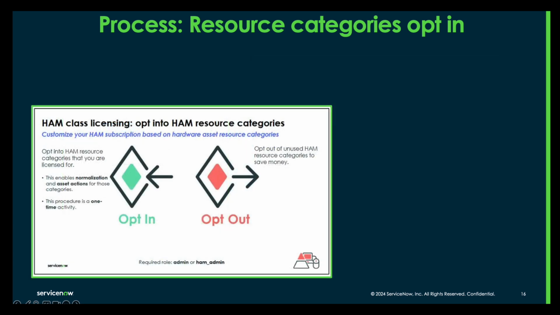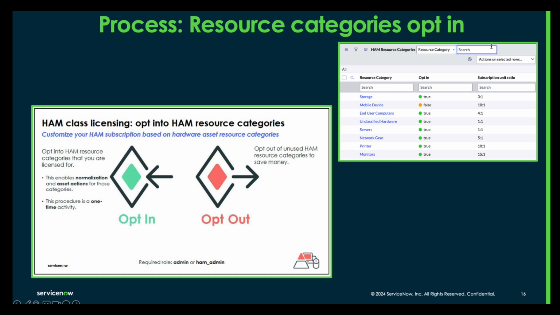As I was mentioning in the previous slide, if you opt into these resource categories that you're licensed for, you'll be able to get the normalization, you'll have asset actions, and you'll be able to use the workflows. Normally this is a one-time activity. And on the reverse side, as you opt into these, you're going to want to opt out of the resource categories that you're not licensed for.